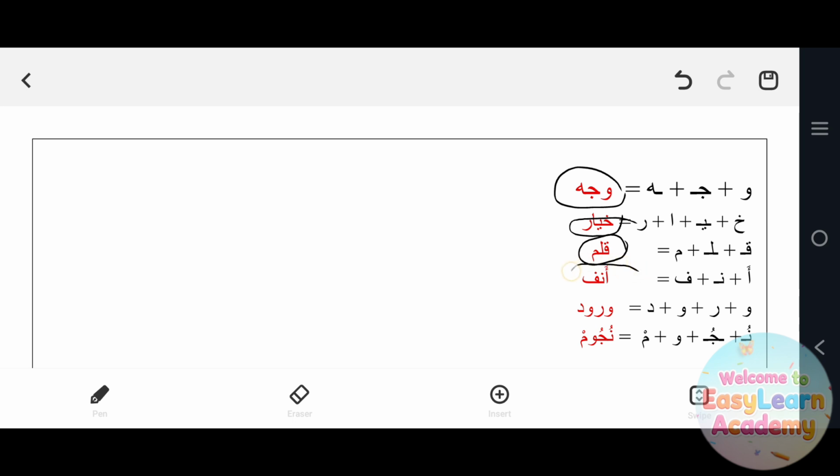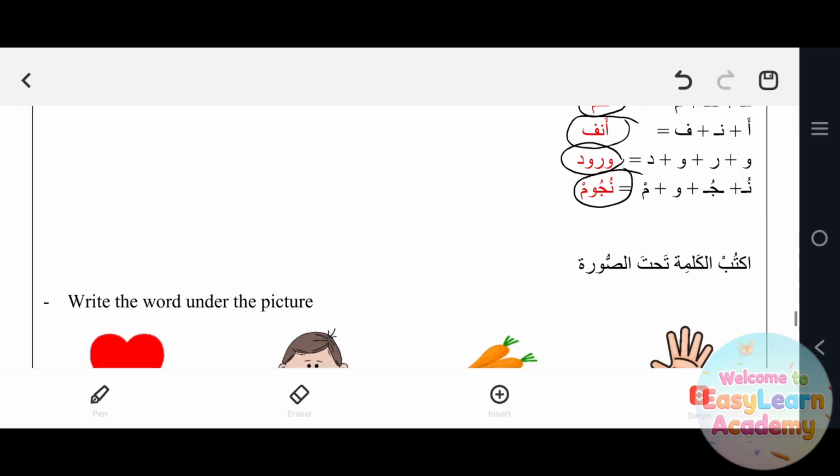The next one is Amf, Alif plus Noon plus Fa. The next one is Burud, Waw plus Ra plus Waw plus Dal. You have to join and write the whole word. And the last one is noon plus jeem plus waw plus meem. Nujum means stars. You have to join and write in the answer column.